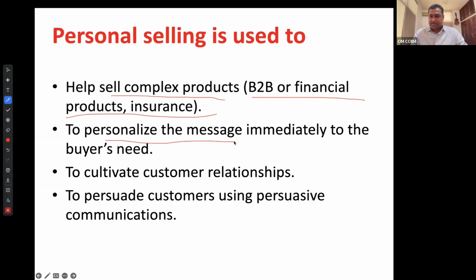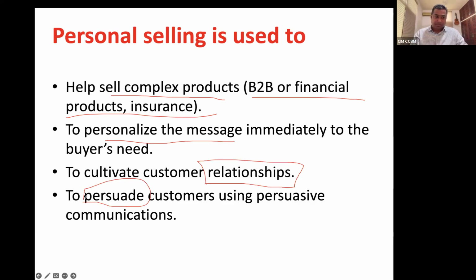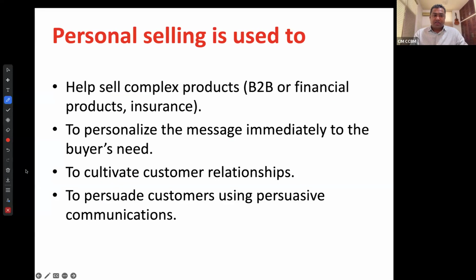Personalize the message. You can tailor make your communication. You can build customer relationships because you are in front of the customer and persuade customers with your non-verbal communication, your gestures, your posture, the way you talk, your tone. You can use all that to convince the customer in personal selling.